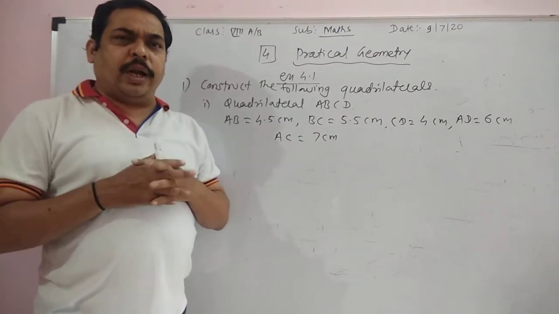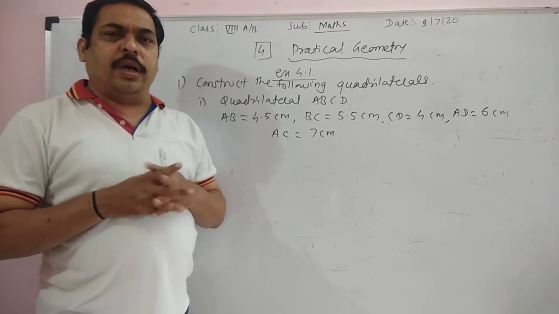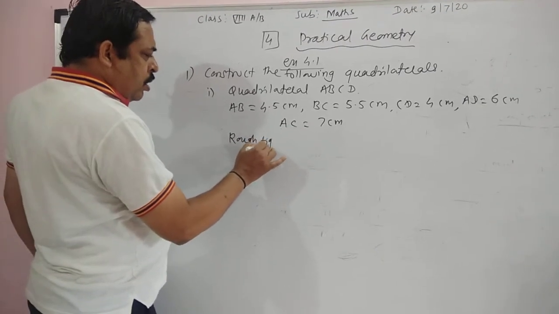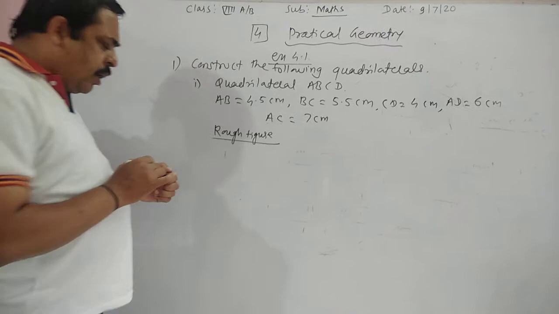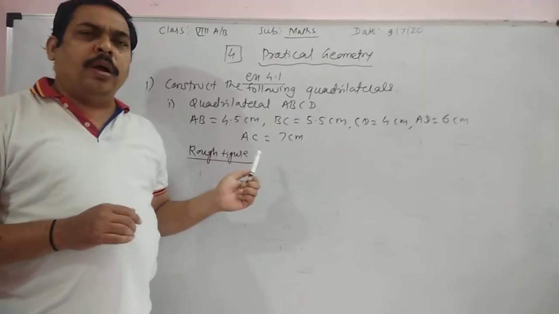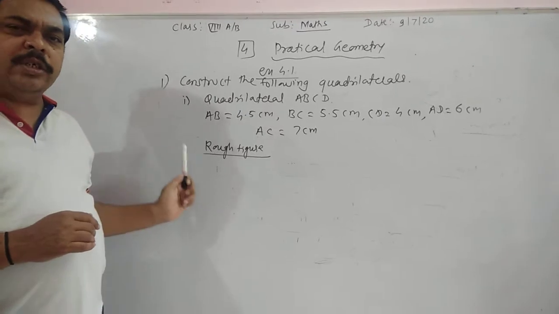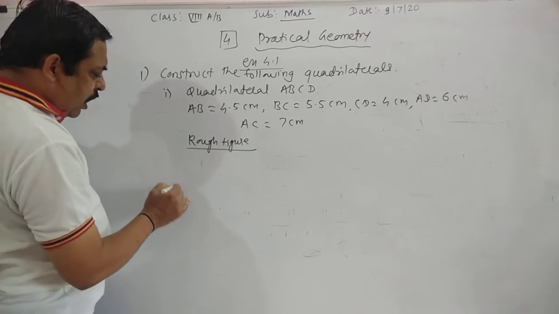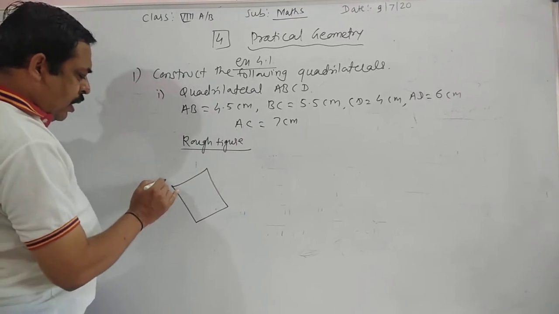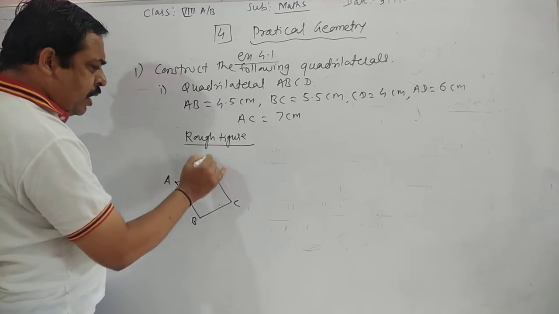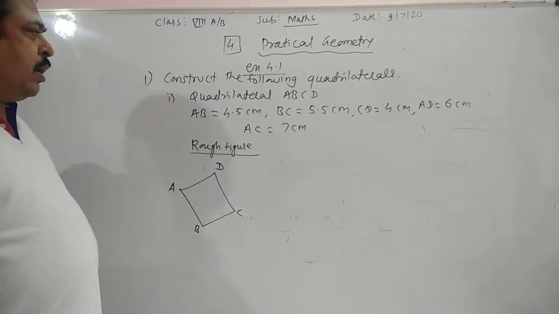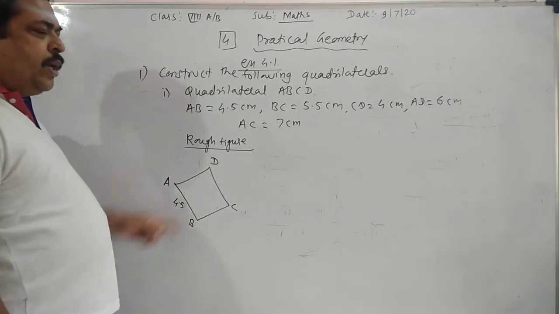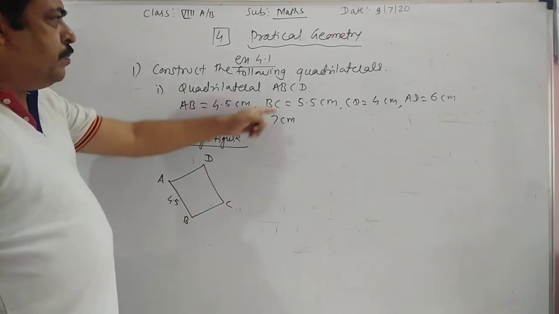Before constructing that quadrilateral, first we draw one rough figure. Why are we drawing that rough figure? To get a clear idea of that quadrilateral, we must draw the rough figure in every example. Here ABCD is a quadrilateral. A, B, C, D. This is the quadrilateral rough figure. Length AB is given, 4.5. Draw the measures. AB 4.5.